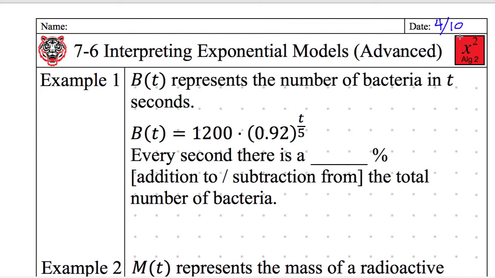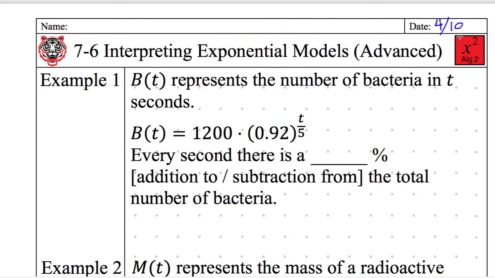All right, so example 1. We are assuming that we're talking about bacteria. B for bacteria, so capital B for bacteria. My initial amount is probably 1,200. My common ratio is 0.92, and something is happening. I need to do t divided by 5.